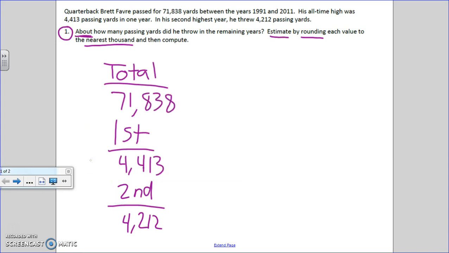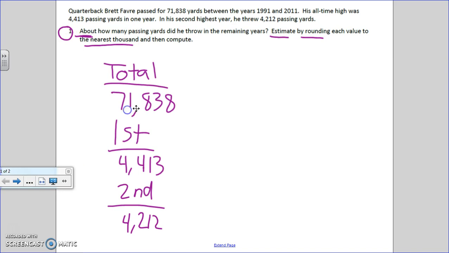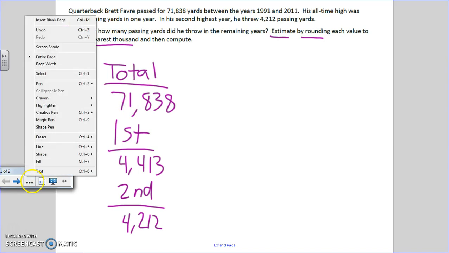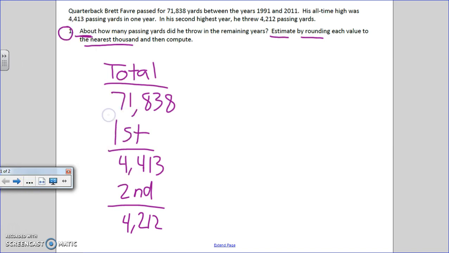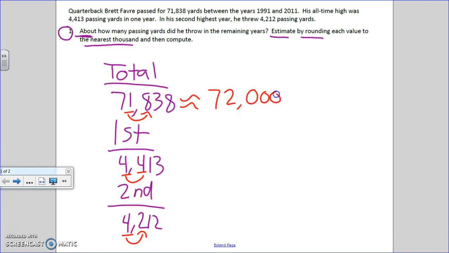What I'm going to need to do with those three numbers is round them to the nearest thousand. In each of them, I'm going to underline what's in my thousands place, and then I need to look at my hundreds. In this number, I have a 1 in the thousands place. I look over at the 8 in the hundreds place. I know 5 or higher, I round up. 1 rounds to 2, and the rest becomes zeros.